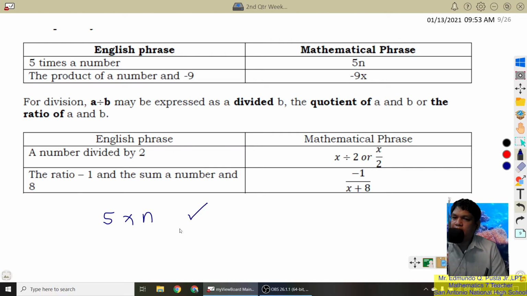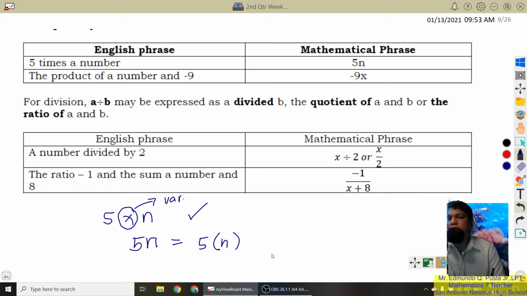But customarily, we're not using x anymore to indicate product or multiplication, because this one is already a variable. Para hindi tayo malito, hindi yan maging 5xn. Okay? So, we're not using x anymore to indicate multiplication. We're just annexing a number. Ibig sabihin, pinagdidikit lang natin. 5n. Okay? This one is equivalent to 5 times n. Or we can also use a dot, no? 5 dot n.